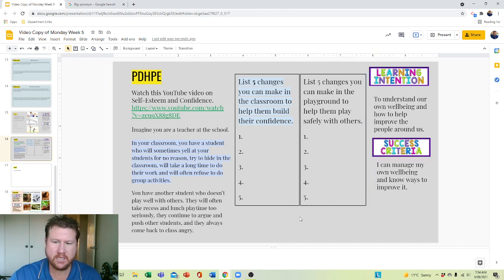Success criteria to manage yourself. So that's the first one, then that's the second one. Then have a bit of lunch.